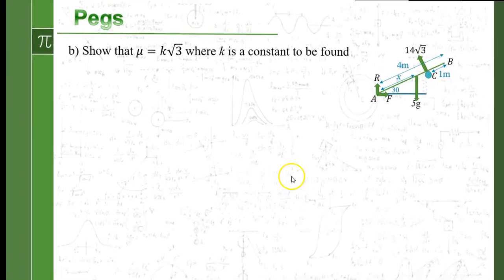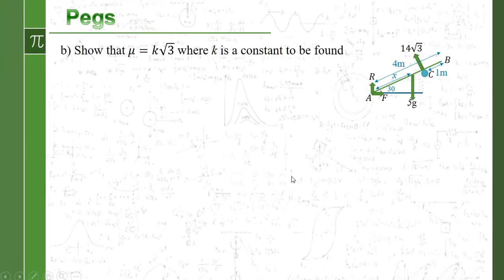So on we go to part B, and in this case I need mu, so I'm going to need F equals mu R. So obviously when we talk moments about A, R and F just disappeared completely, so there's not going to be a lot of use there. So what I'm going to do now is just have a look at resolving horizontally and vertically and see what that gives me. So if I resolve horizontally, well, I've got friction going that way.